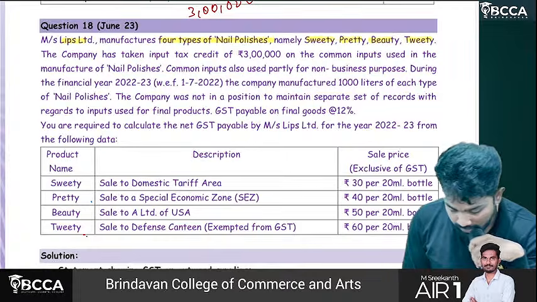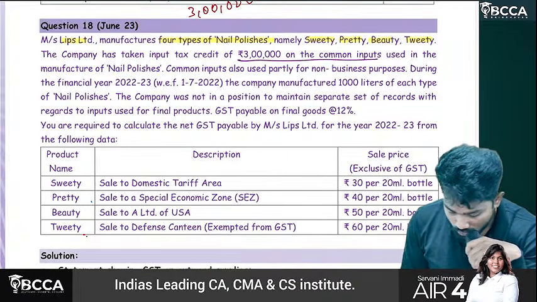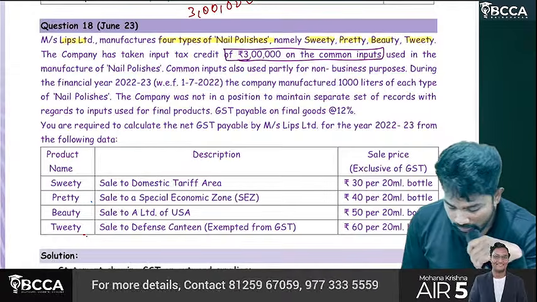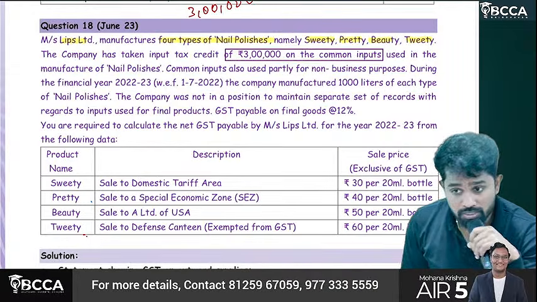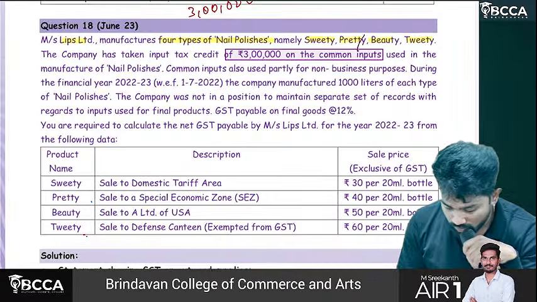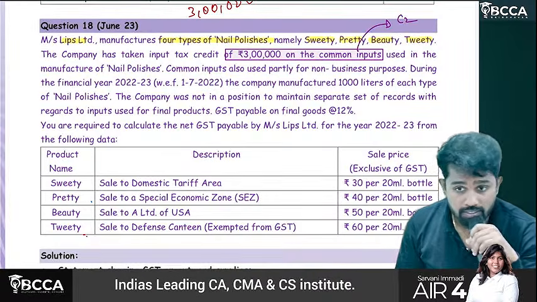The company has ITC of 3 lakhs on the common inputs. Sir, we need not calculate the common credit. They have only given 3 lakhs. So this 3 lakhs is called common credit. That means straight away they have given C2.